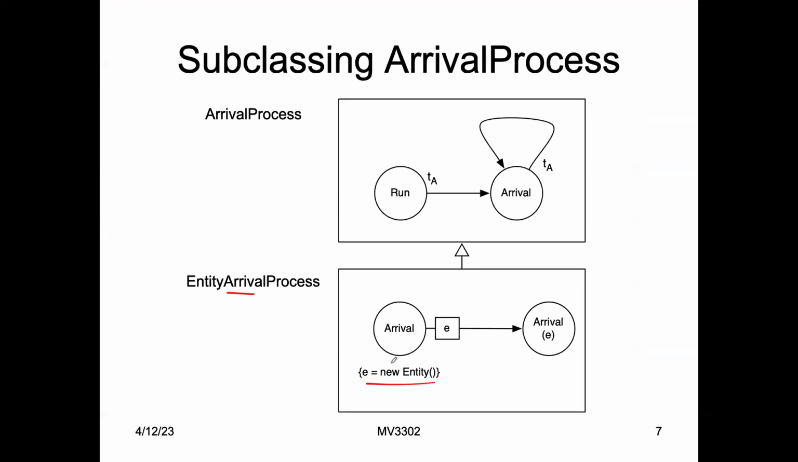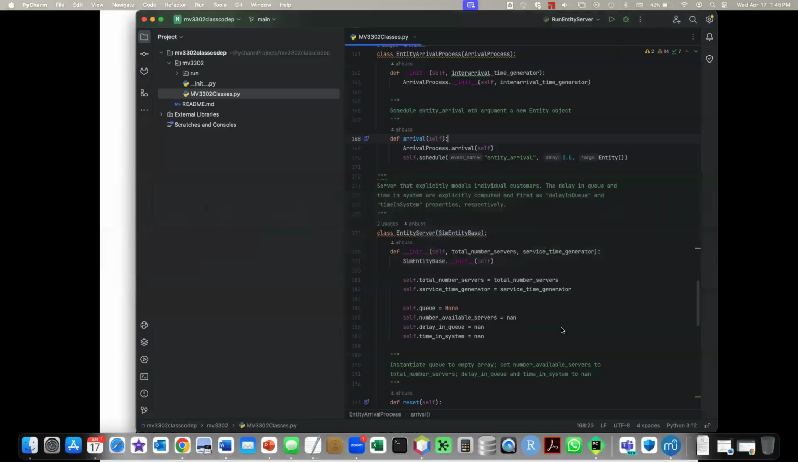We have the arrival event. We want to instantiate an entity and schedule. Now, the event graph says arrivals, but in Python, we have to do something else. So what do we do? We'd have to invoke the superclass arrival event to make sure that happens. And now we're going to schedule, I'm going to call it entity arrival because I can't call it arrival.